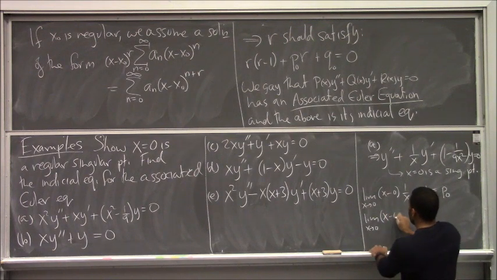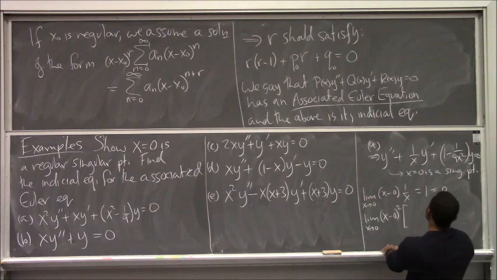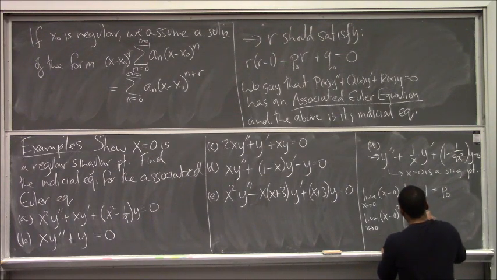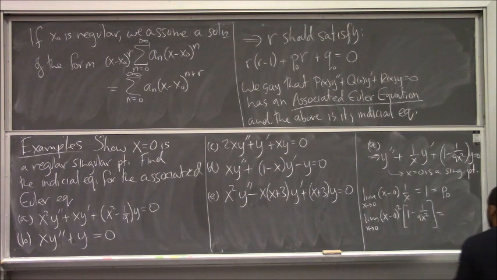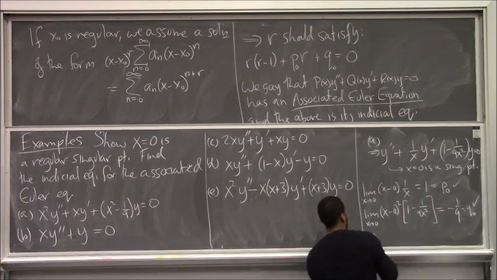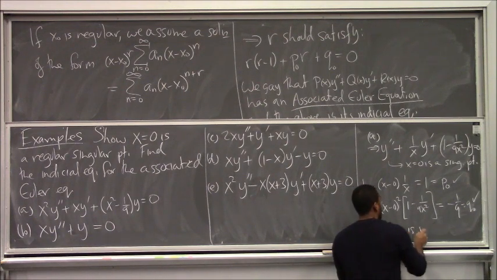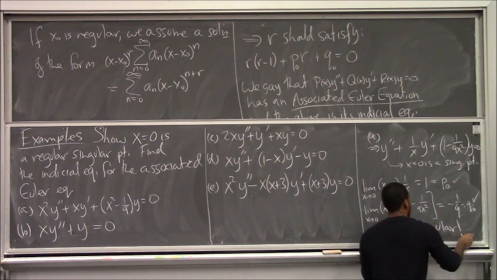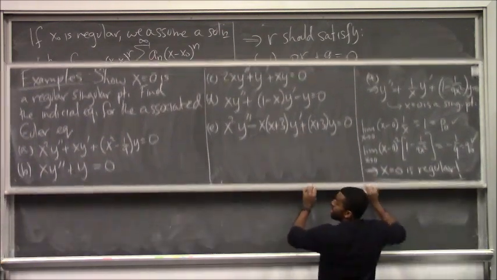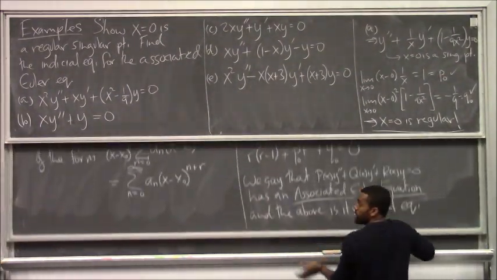The limit of x minus 0 squared times 1 minus 1 over 9x squared. What is that going to look like? That would be x squared over x squared times 1 minus 1 over 9, which is continuous. It's just negative 1 over 9. I can call that my q naught, which these are both finite, so that's regular. x equals 0 is regular. Okay, now that I know that it's regular, find the indicial equation for the associated Euler equation.